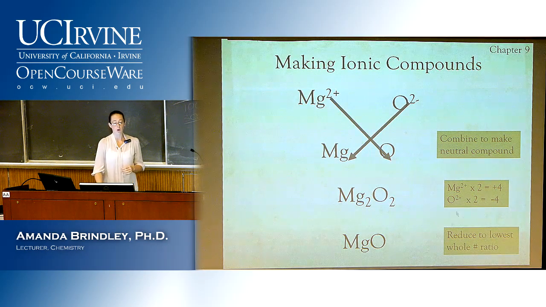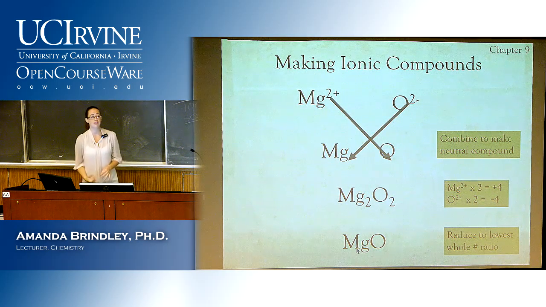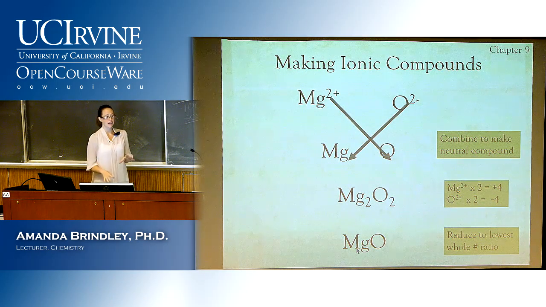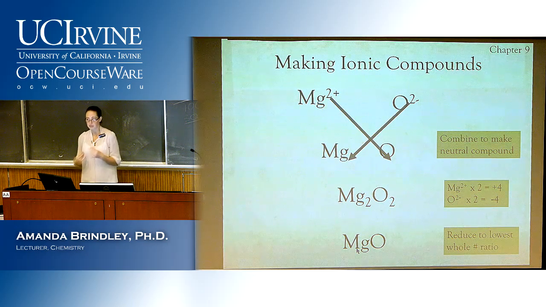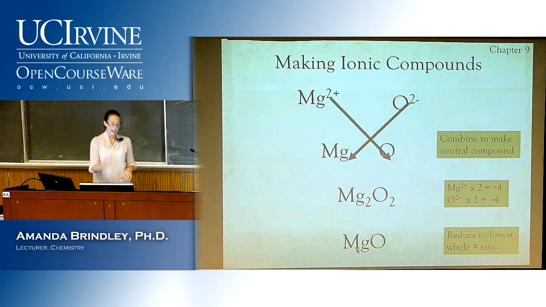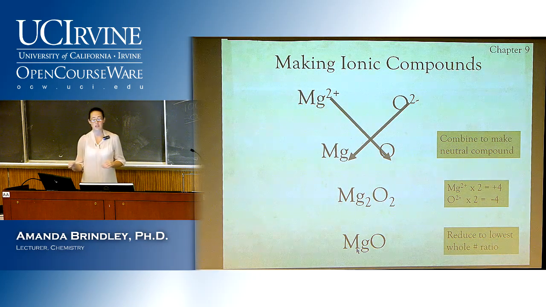Now, remember, only for ionic compounds do you reduce this down. For this, you have to make it MgO. You have to reduce it down. That's not true of covalent compounds, right? Covalent compounds might be N2H4, and you wouldn't reduce that down. Ionic compounds always have to be lowest whole number ratio. Covalent compounds don't.